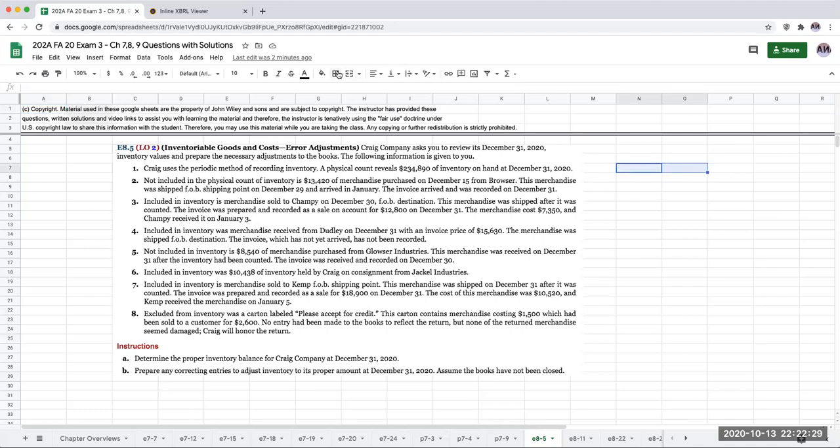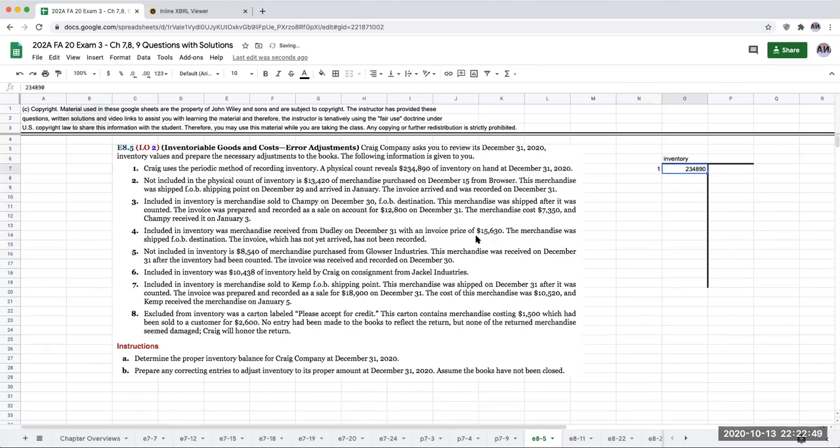Okay, so we're going to have our little inventory account here. So our physical count is 234,890. Okay. So not included in the physical count of inventory is 13,420 of merchandise purchased on December 15th from Browser. This merchandise was shipped FOB shipping point on December 29th and arrived in January. The invoice arrived and was recorded on December 31st.